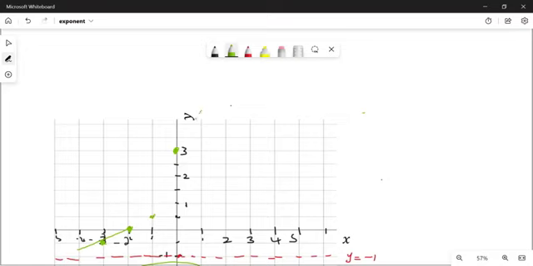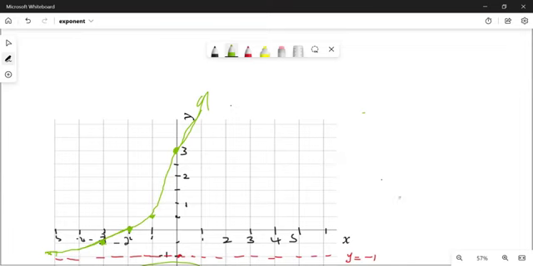And then we are going to have something that passes through here, and then it's going to approach this line. Remember, we can't touch this line again. Because I don't have any space for 7 here, I'll just say this is going up there. So it's going to be something that looks like this.